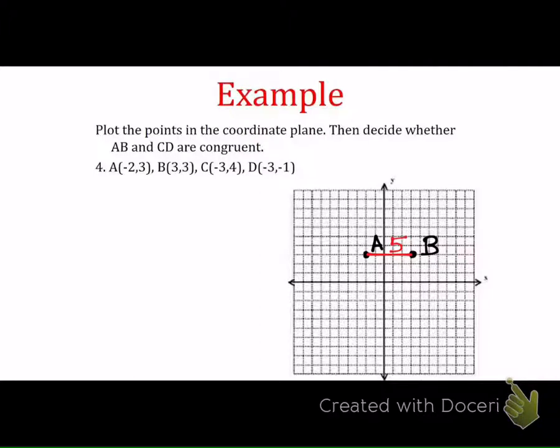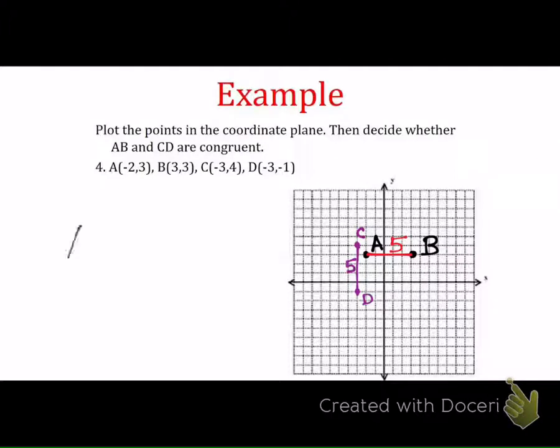So I want to see if it's congruent to segment CD. Well, how would I graph segment CD? Same way. I go left how many? 3. Then I go up 4. 1, 2, 3, 4. I put a point. I label it with a C. D, I go left 3. I go down 1. Put a point. Label it with a D. Connect those. Count the jumps. 1, 2, 3, 4, 5. Are those congruent? Yes, they have the same measure.